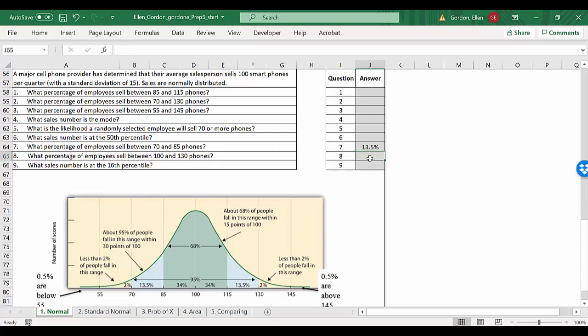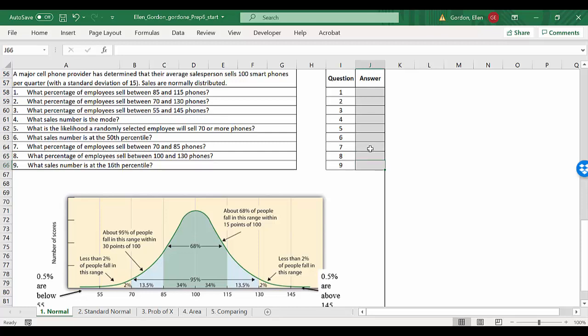Question number 8 asks what percentage of employees sell between 100 and 130 phones. So again, we can refer to our chart. We see 34% are between 100 and 115, and 13.5% are between 115 and 130 phones. So 34% plus 13.5% is 47.5%. So almost half are between 100 and 130.